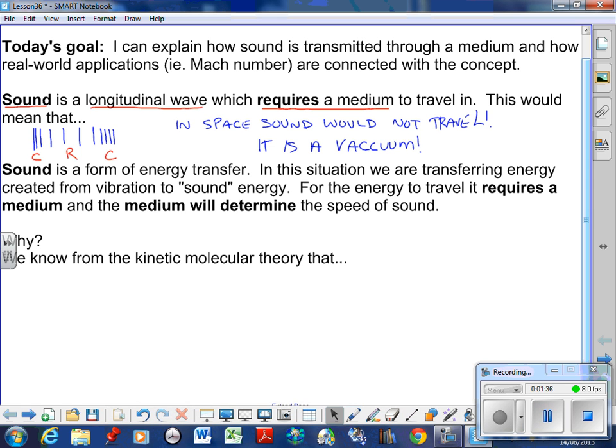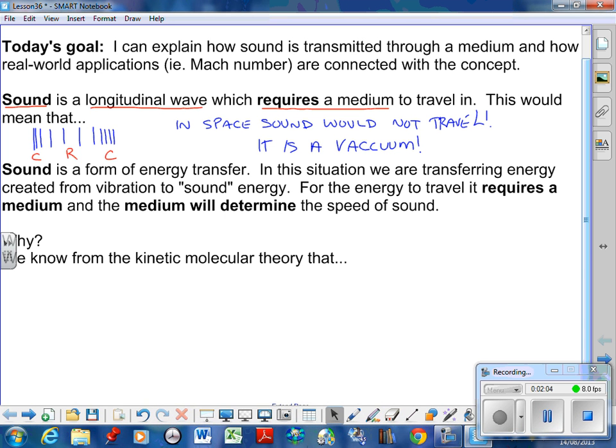So sound is a form of energy transfer. Your diaphragm compresses the air, so there's that energy given. Our body chemistry energy is compressing the air, which is creating an energy transfer, and we create a vibration. That's what our throat's doing then. It creates a vibration in the air around us. So for the energy to travel, it requires a medium, and the medium will determine the speed of sound.